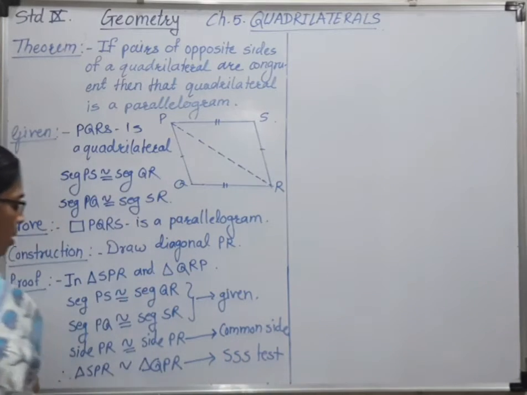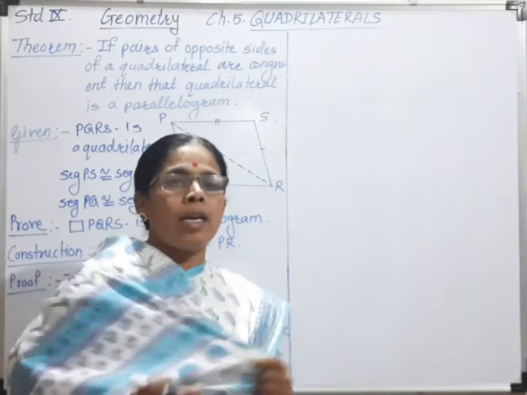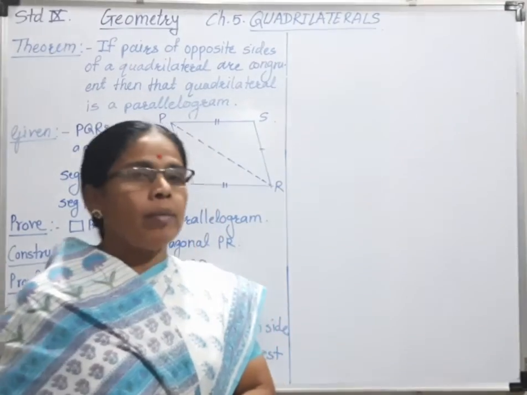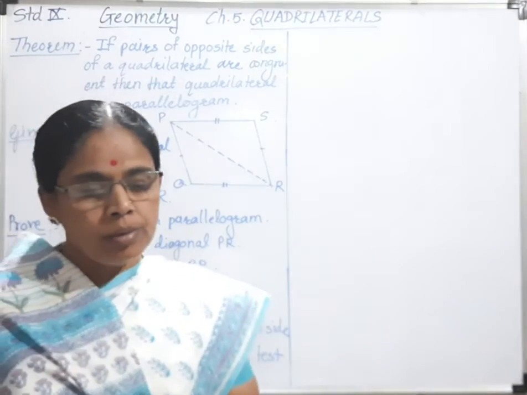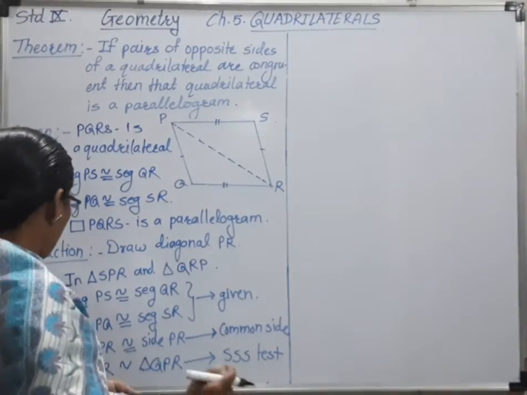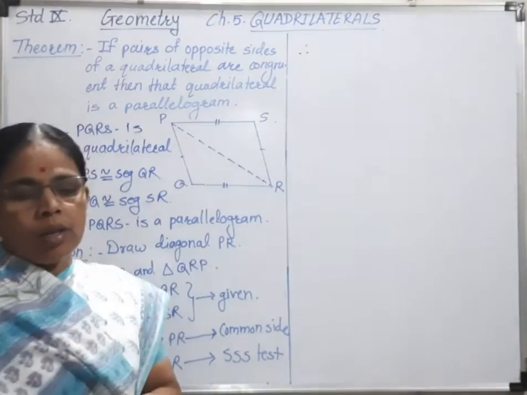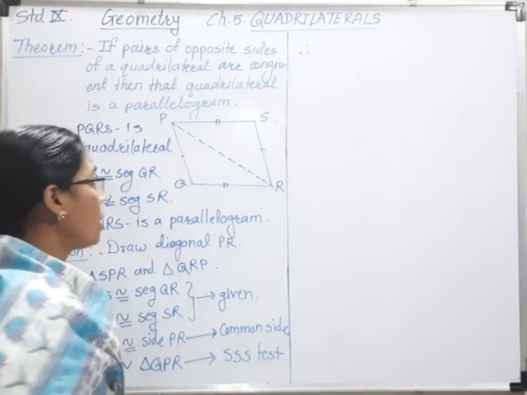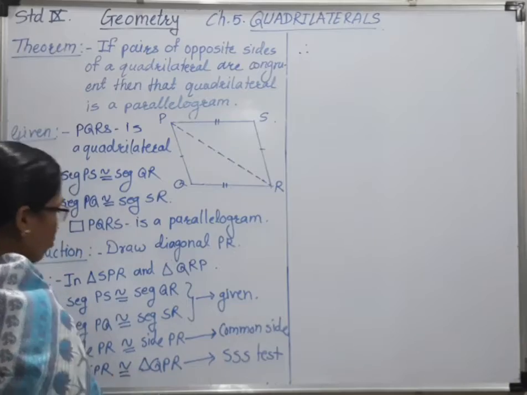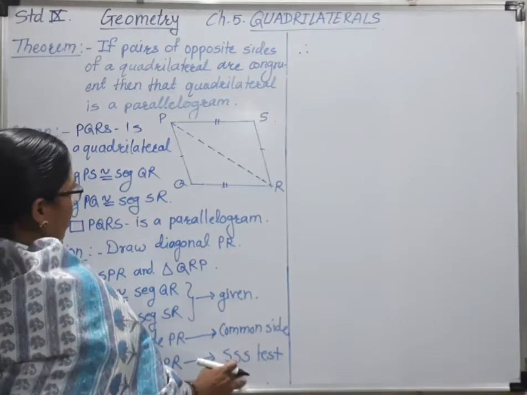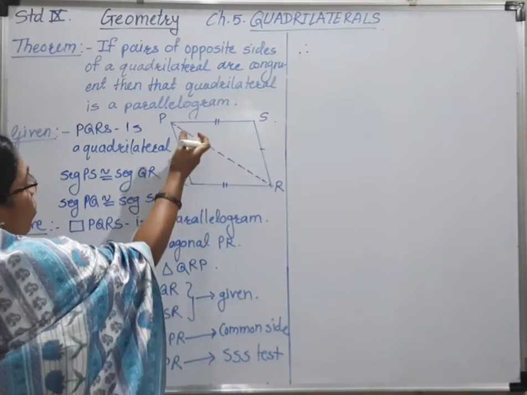Side test. And if two triangles are similar to each other, then remaining sides are also equal and remaining angles are also equal to each other. Now here we can write, if these two triangles are congruent to each other, because sides are same, these two triangles are congruent by SSS test. And that's why three sides are equal, so only what is remaining?